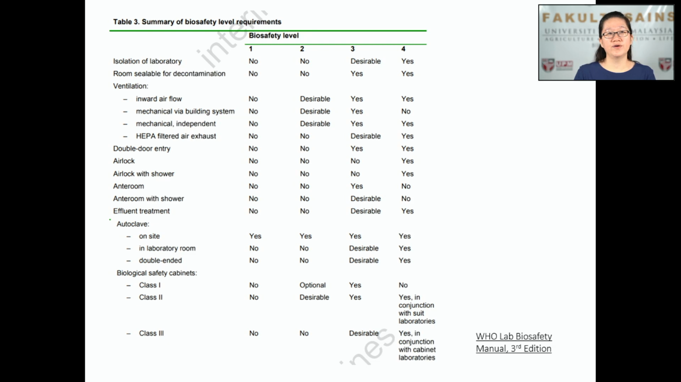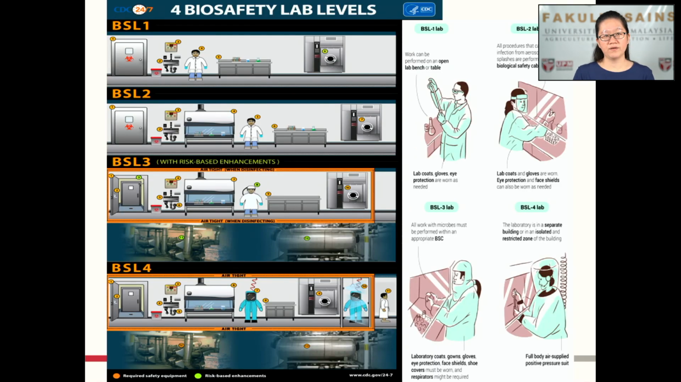This is a summary of the biosafety level requirements for the different biosafety labs, where some of the labs require isolation of the laboratory and some of the labs actually require specific requirements for ventilation, double door entry, and also a personal shower room, and also autoclave and also biosafety cabinets. We're going to talk about each of these biosafety labs individually.